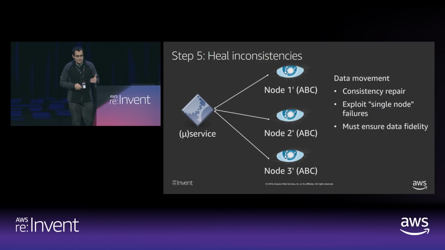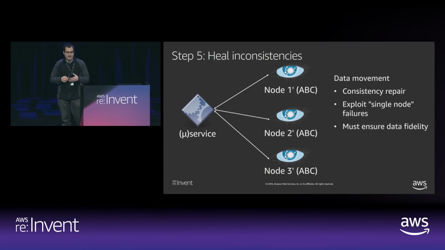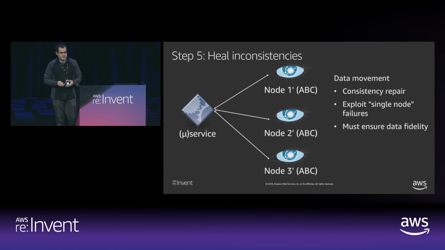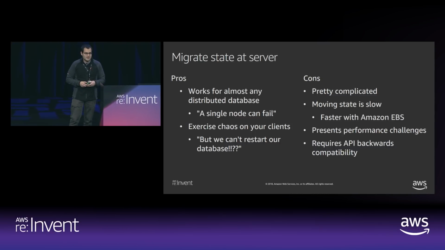This strategy very much relies on your data store allowing single node failures. And an important thing to note here is that we're very heavily leaning on our data store to ensure data fidelity. So for example, Cassandra and other scale-out data stores are built for this type of operation. But almost any data store can work in this way. So migrating state of the server is pretty great because it works for any distributed database. It exploits the concept that a single node can fail at any time.